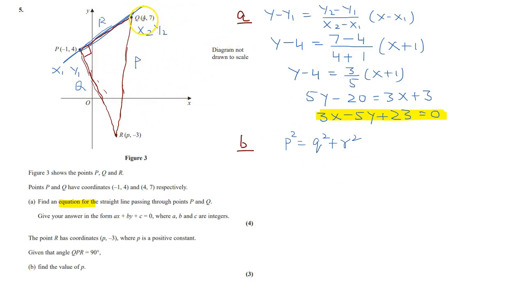Now P square is (x2 minus x1) square, so (4 minus P) square plus (7 minus 3) square is equal to Q square. This Q is (minus 1 minus P) square plus (4 minus 3) square. Plus R square, (minus 1 minus 4) square, plus (4 minus 7) square, that is (y2 minus y1). You can calculate this by this first method.